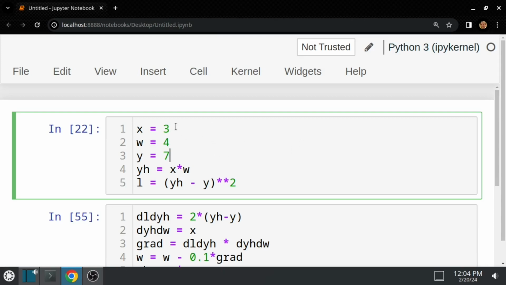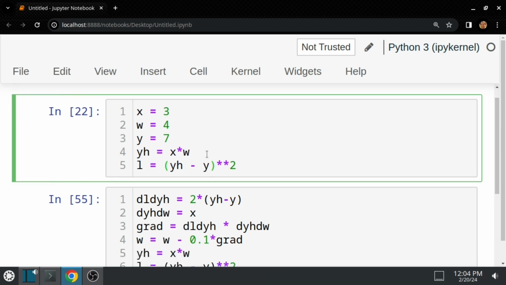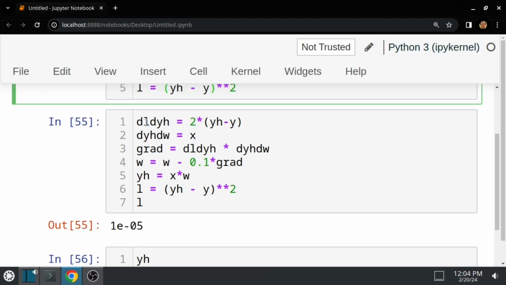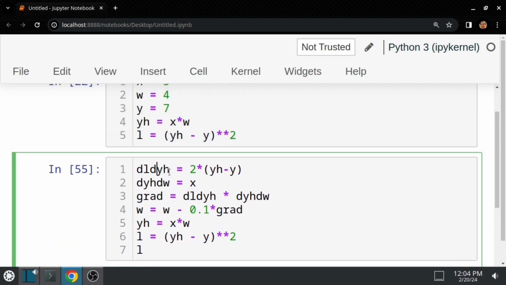In the previous one, we talked about x times w equals the prediction, and how far off the prediction is from the correct answer. We call that the loss. We use the squared error loss because when we calculate the derivatives later, it'll work better than just subtraction. So here is the derivative of the loss with respect to y hat.